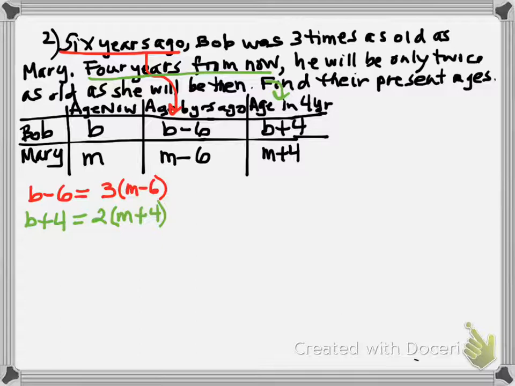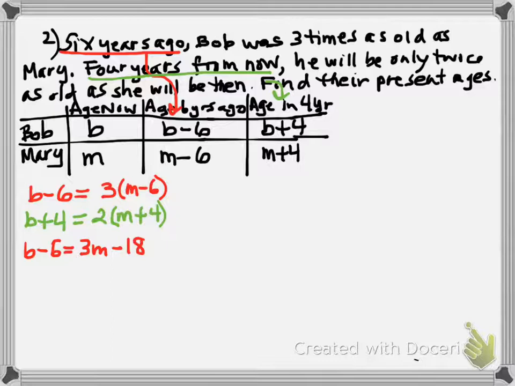All right, now here's the problem I have. That's ugly. So how do we get rid of ugly? Let's get rid of the ugly. Let's distribute. So for each of them, top one, we get b minus 6 equals 3m minus 18.